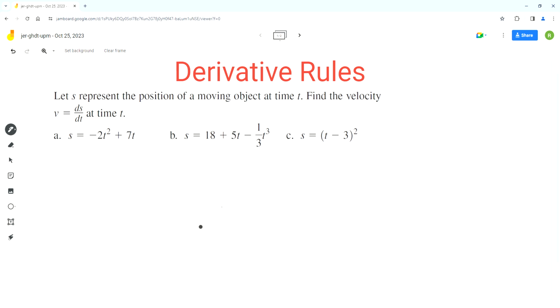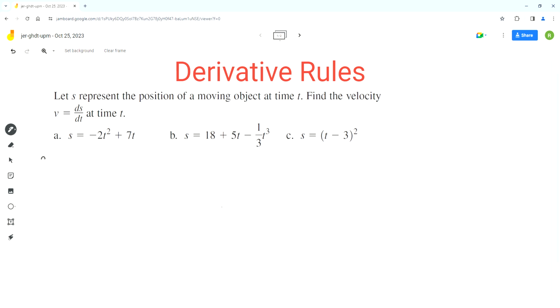So in this video, we'll use the derivative rules to find the velocity function. As per the problem, let S represent the position of a moving object at time t. Find the velocity v equals ds over dt at time t. So we have to find the velocity function for these three given position functions. Let's start with part A.